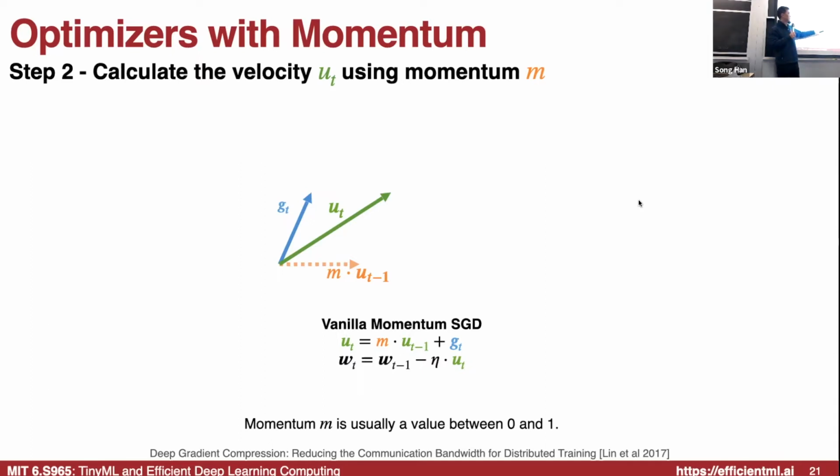So mathematically, this is the direction of the previous update, u. We call it velocity. Velocity is the vector that actually updates the weight. So the weight is equal to the previous weight minus the learning rate times the velocity. And the velocity is equal to the previous velocity discounted by a momentum factor, something smaller than 1, plus the current gradient.